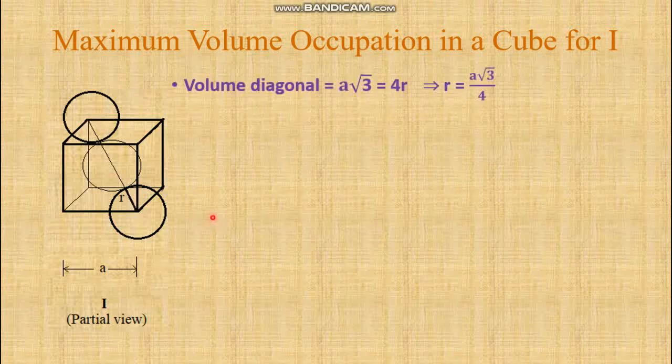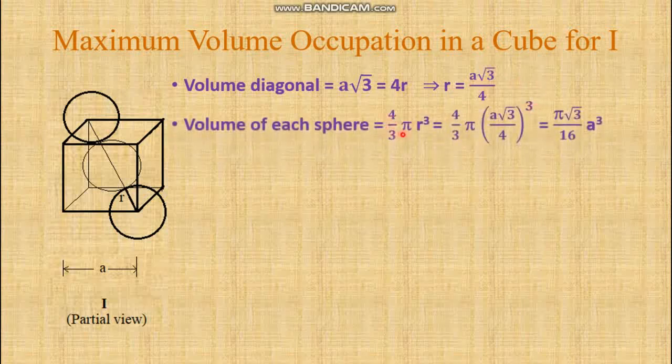So the volume diagonal a root 3 equals 4r, or r in terms of a is, I'm sorry, a root 3 by 4. So we get the relationship between r and a. Now the volume of each sphere is actually 4 by 3 pi r cube. Instead of r, when you write a root 3 by 4, then you will get the value pi root 3 by 16 a cube.